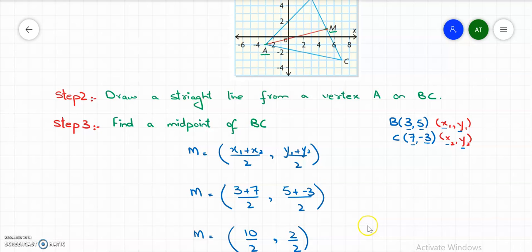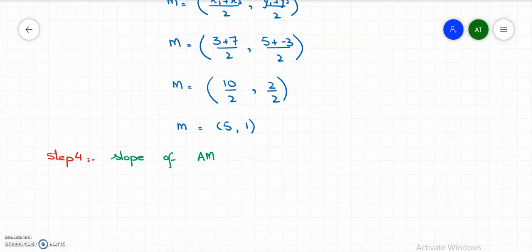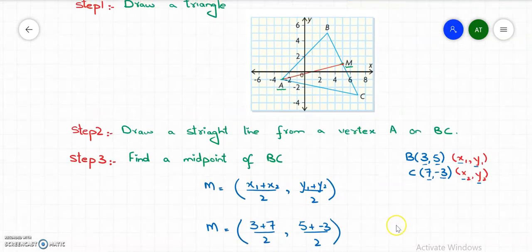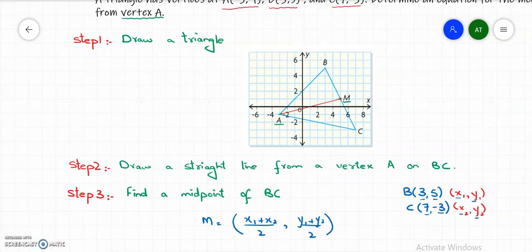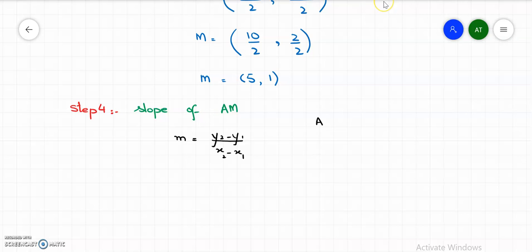So what is the formula for slope if we are given 2 points? How do we calculate the slope of a line segment? If we are given 2 points, then the slope formula is y2 minus y1 over x2 minus x1. So we have point A, that is -3 and -1. Let me write it down.